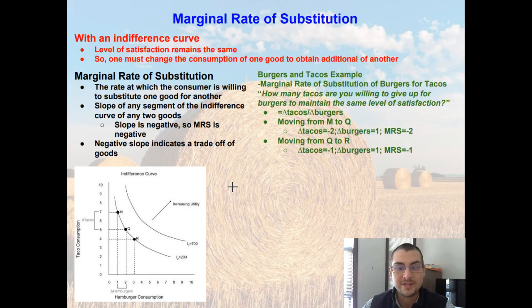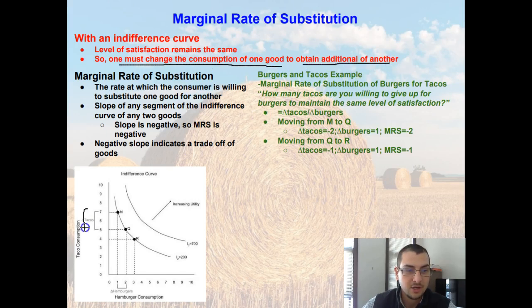But first, let's recap on what an indifference curve is. An indifference curve looks at all of the different bundles of goods, or the different combinations of two goods that will yield the same level of satisfaction. We said that that level of satisfaction is going to remain the same all the way up and down this indifference curve. So by that nature, to obtain more consumption of one good, one must change the consumption of another.